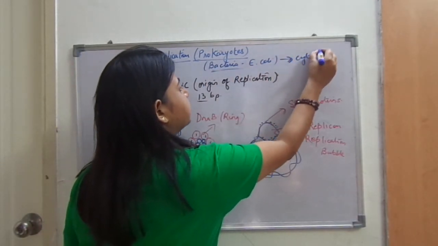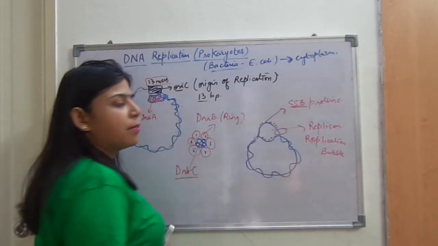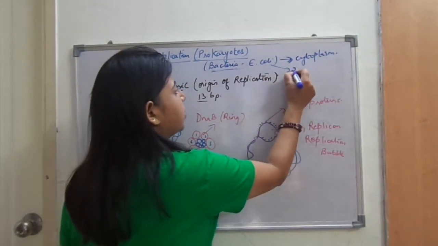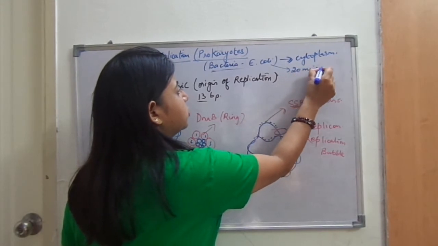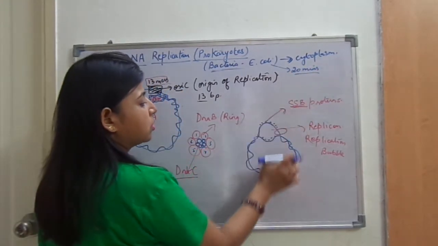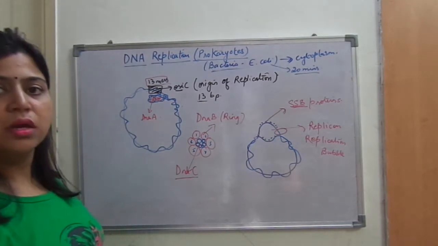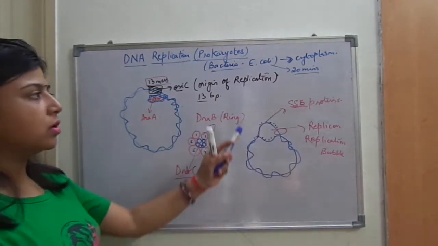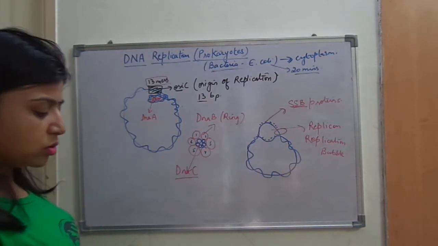Now this is the site where DNA replication will occur in prokaryotes, and in the cell it occurs in the cytoplasm. Right? Please remember, in E. coli, DNA replication takes place every 20 minutes. So this process of DNA replication will occur after every 20 minutes. Within every 20 minutes, one time replication is going to occur.